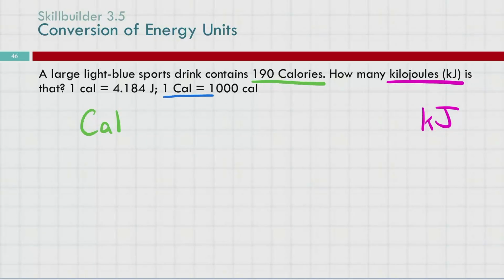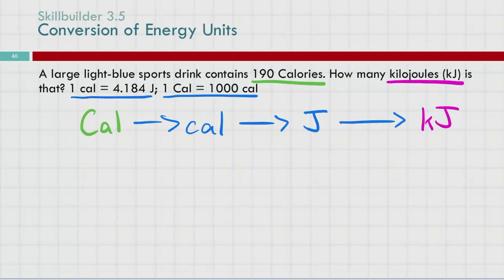Fortunately, we've got a couple of conversion factors given to us in the question. We're given a relationship between big Cal, which is what we're starting with, and little cal. That might be a good first step. So big Cal to little cal. And we've got this other conversion factor that's got little cal and joules. So that would be a great second step. How do we get from joules to kilojoules? Yeah, we use a factor of 1,000. Whether we multiply or divide, we'll find out. So go ahead and try to set up what that calculation looks like. Give you like 2 minutes maybe, and then I'll go through it.